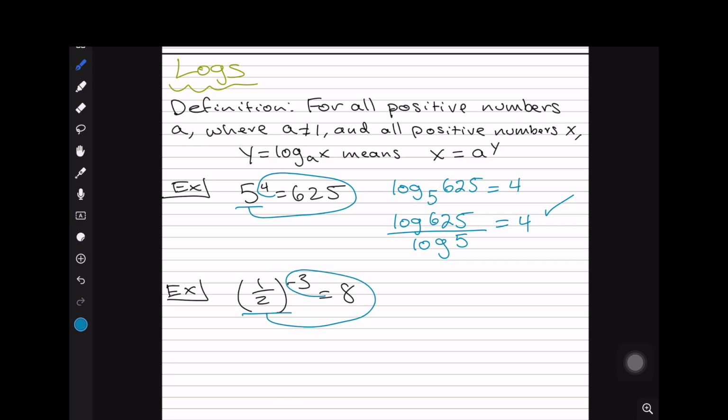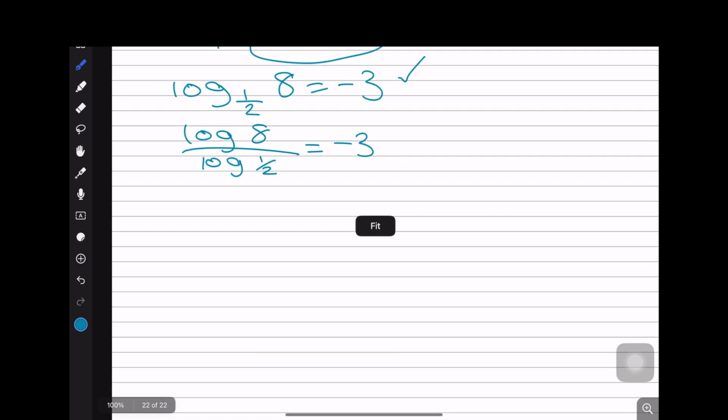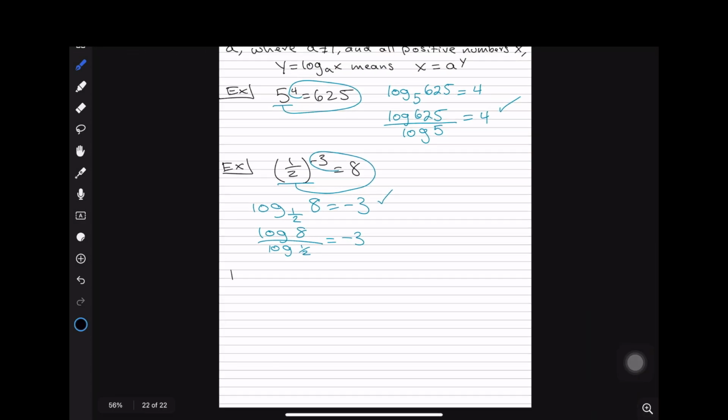Another example would be 1/2 raised to the power of -3 is equal to 8. So if we wrote that in log form, we would take the base 1/2, go towards the 8 and wrap around -3. As a logarithm, that's going to be log base 1/2 of 8 is going to equal -3. Again, you can rewrite that as log 8 divided by log 1/2. If you plug that into your calculator, you will get -3.